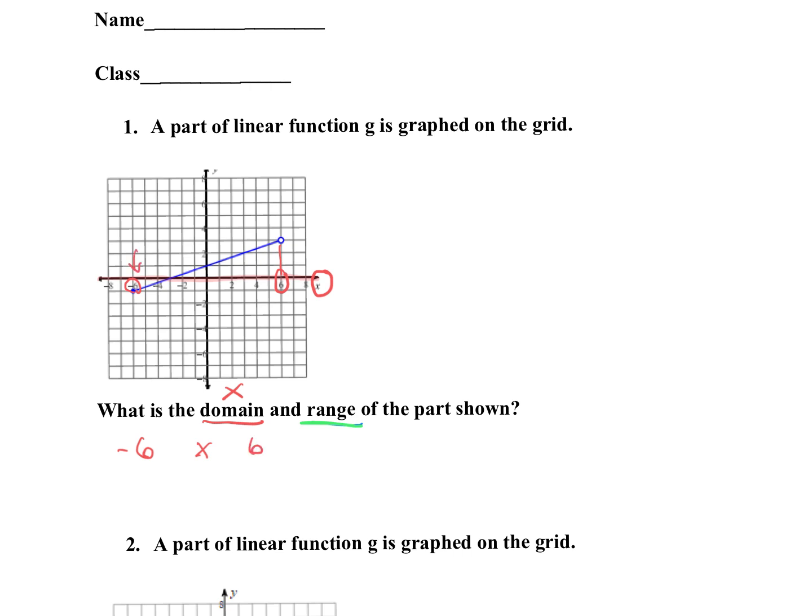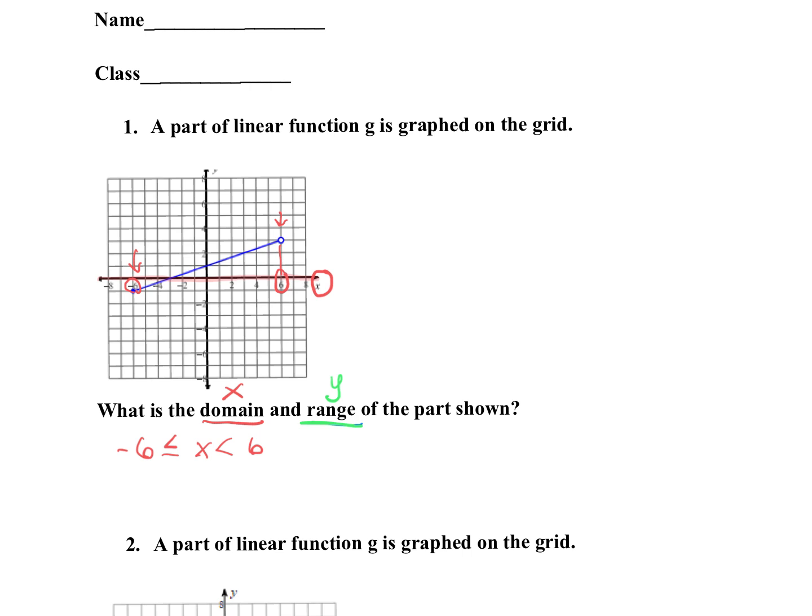This dot right here is a closed circle, so we write less than or equal to. And this dot right here is an open circle, so we just do less than, no equal to sign. So now we're going to do our range. Range is our y values.